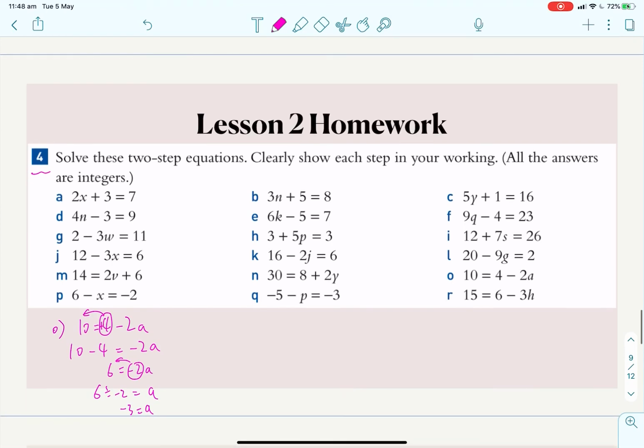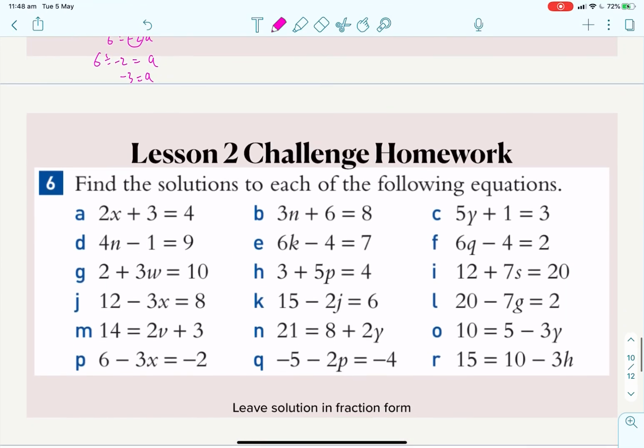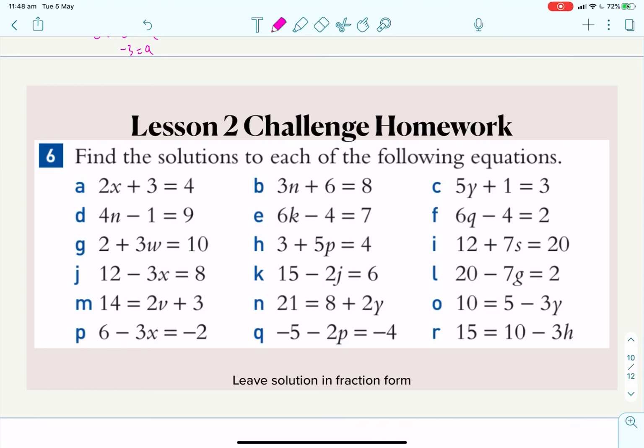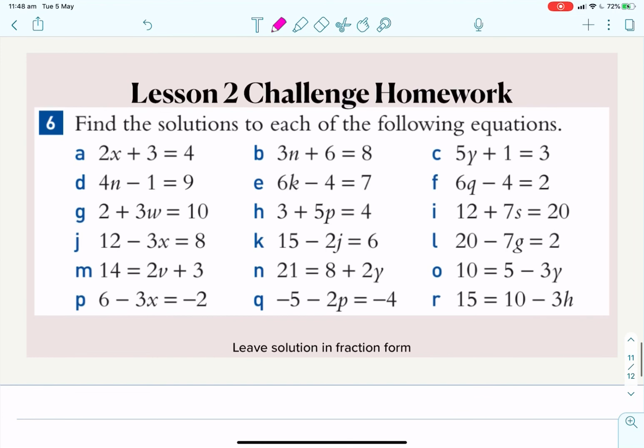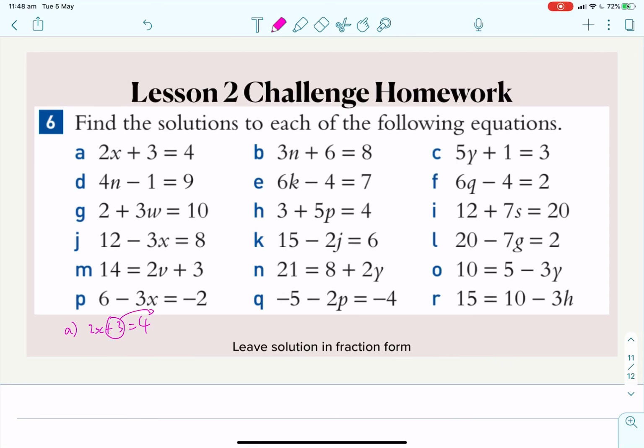For those who want a slightly more challenge, I also have this question here. This one you will need to leave the solution as a fraction. So I'll give one example here. For a, 2x plus 3 equals 4. According to reverse operation, we move the plus first. So 2x equals 4 minus 3. The opposite of plus 3 is minus 3. So 2x equals 4 minus 3, which is 1.